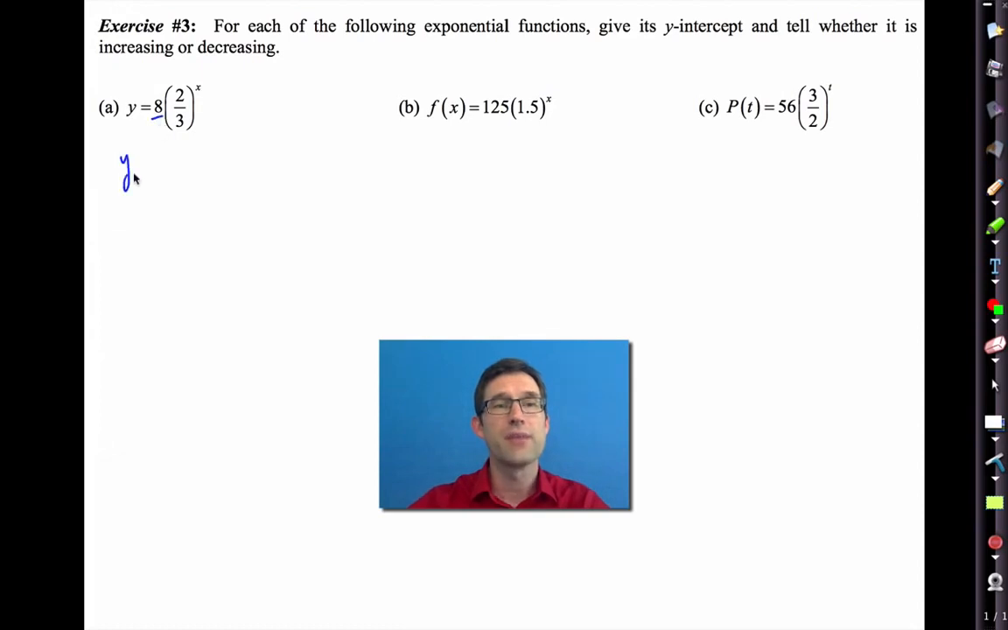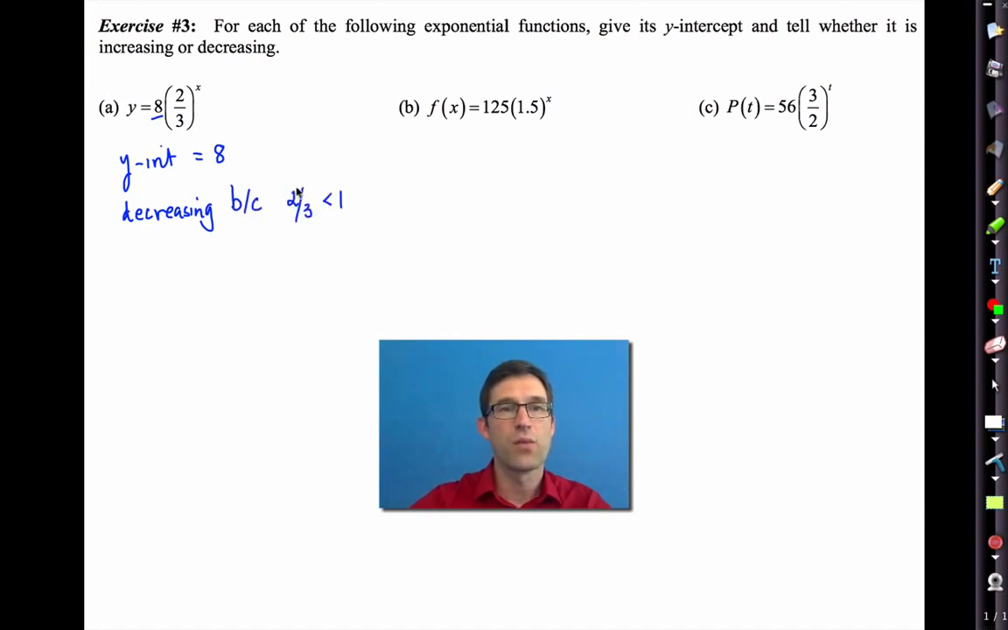Here's your y-intercept. My y-intercept is 8, and it is decreasing because 2/3 is less than 1. I'm not going to say it's between 0 and 1, it's less than 1, right? 2/3 will force that 8 to get smaller. All right, do you get it? So pause the video now and see if you can do B and C if you haven't done them already.